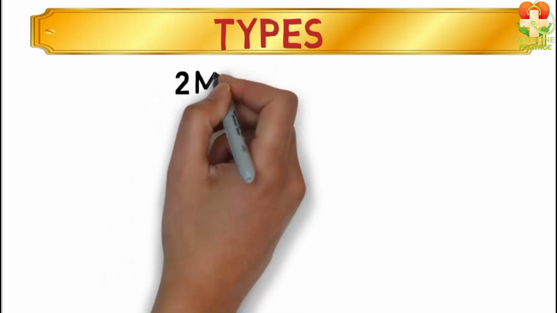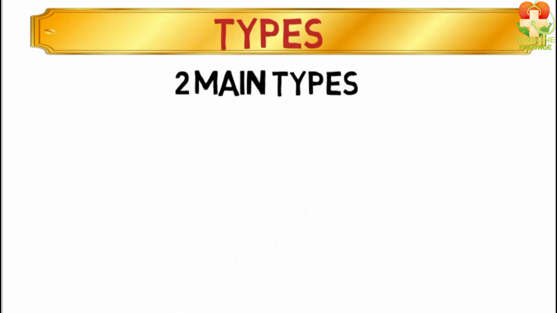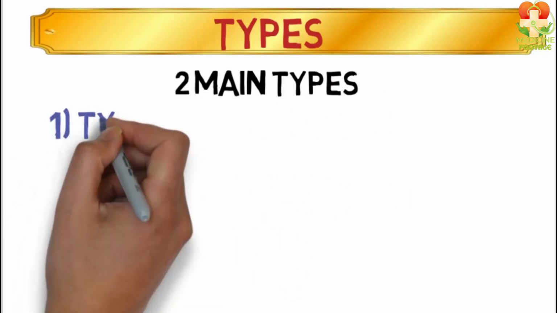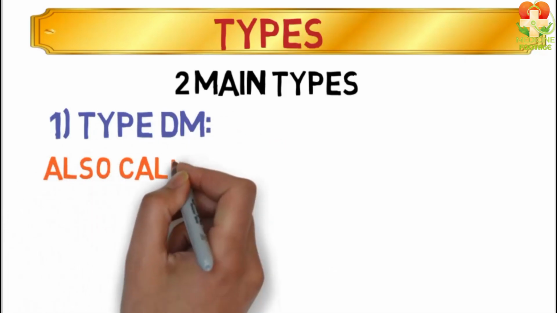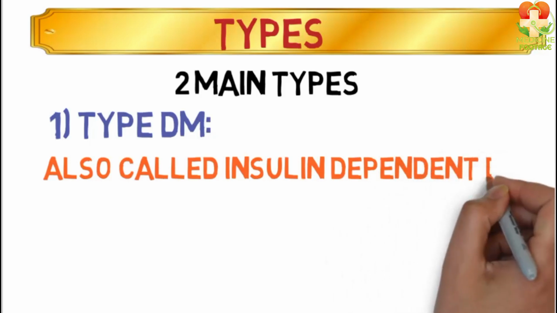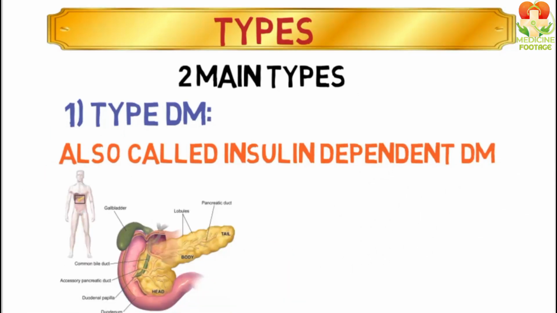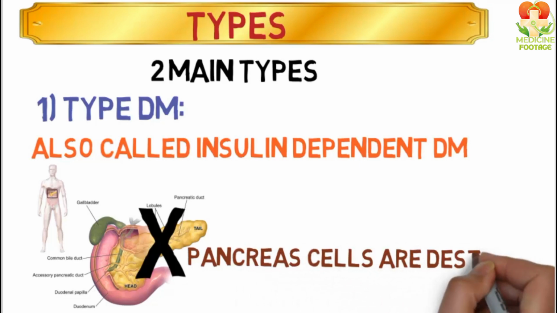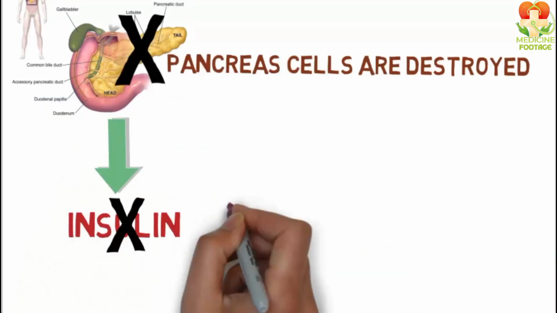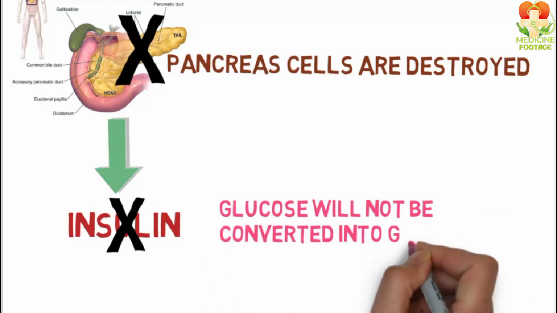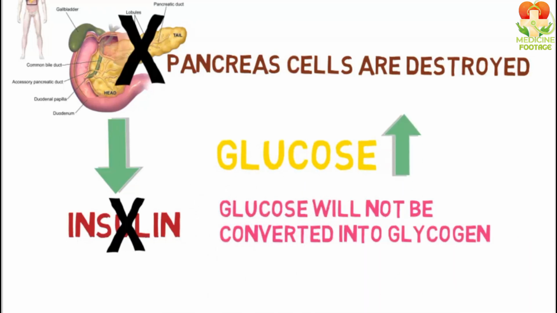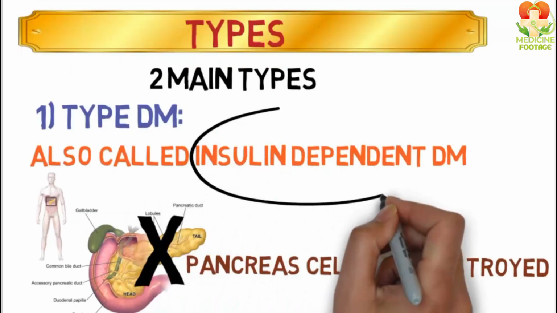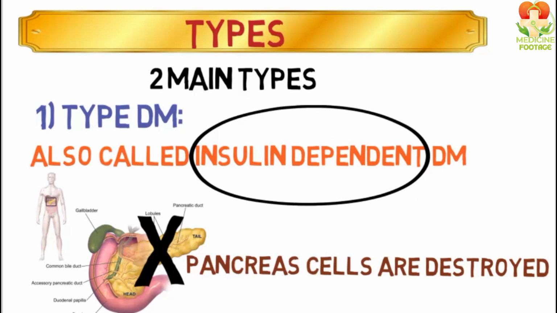Types of diabetes. Diabetes has two main types, such as type 1 and type 2. We will explain both. Type 1 diabetes. It is also called insulin-dependent diabetes. In type 1, the pancreas does not produce insulin because the pancreatic cells are destroyed. Without insulin, glucose cannot enter the cells, causing high blood glucose levels. This condition is called insulin-dependent diabetes because external insulin is required.